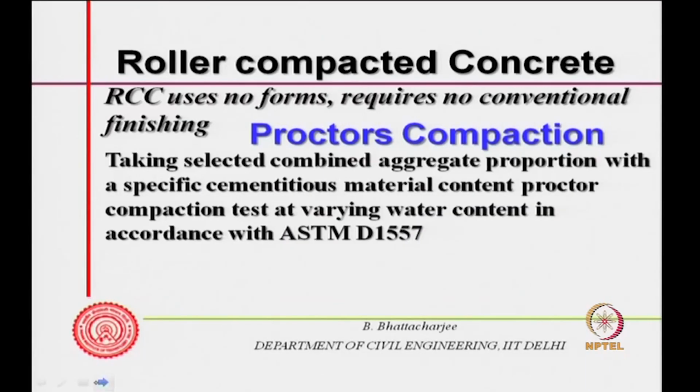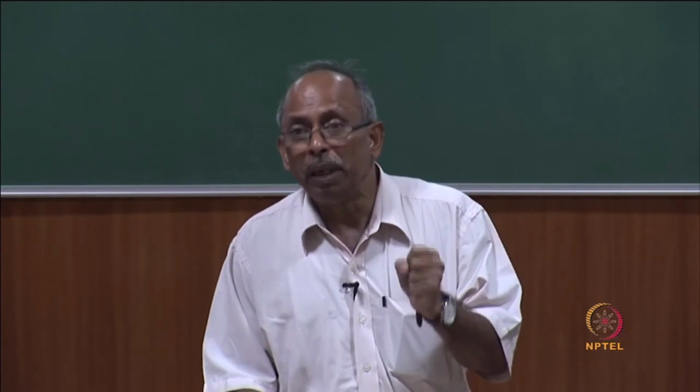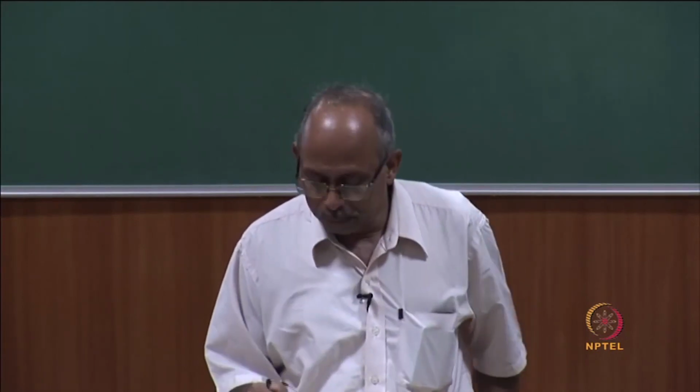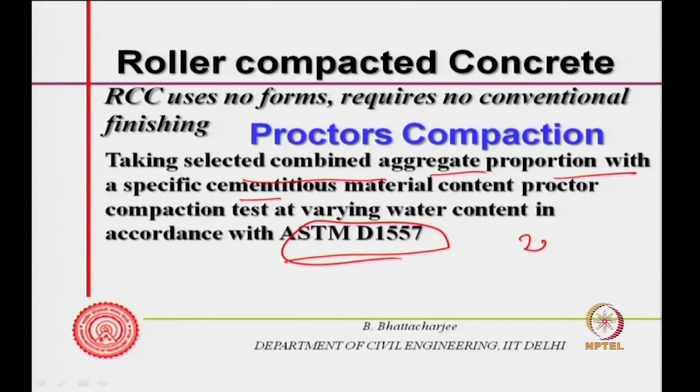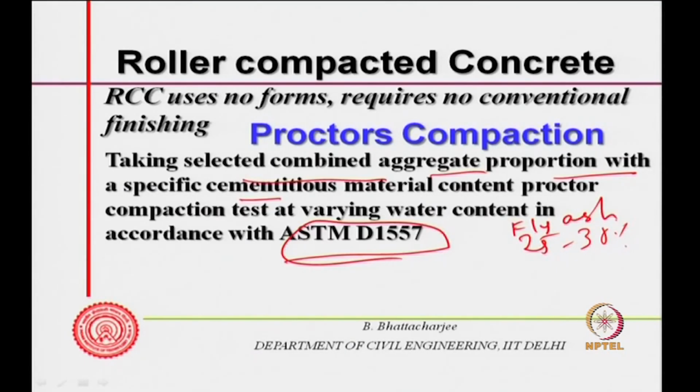So, it is Proctor's compaction that governs the strength, and you can use ASTM D1557 selected combined aggregate proportion. Packing density is important here. You pack the aggregate pretty well, so that paste content is reduced. Then fly ash around 25 to 30% easily you can use and must use. And in mass concrete obviously you are going to use it because of heat of hydration.